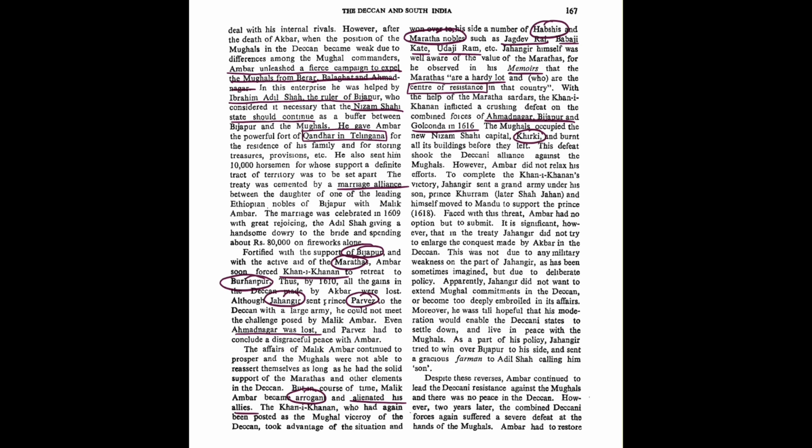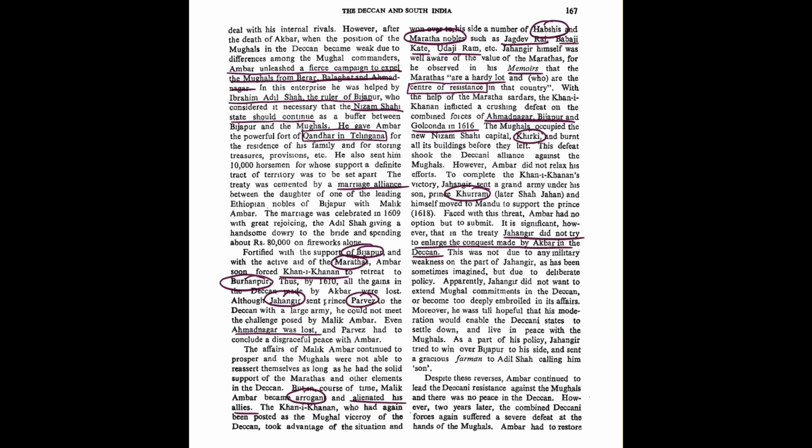However, Ambar did not relax his efforts to counter Khan-i-Khanan's victory. Jahangir sent a grand army under his prince Khurram, later Shah Jahan, and himself moved to Mandu to support the prince. Faced with this threat, Ambar had no option but to submit. It is significant, however, that in the treaty, Jahangir did not try to enlarge the conquests made by Akbar in the Deccan.